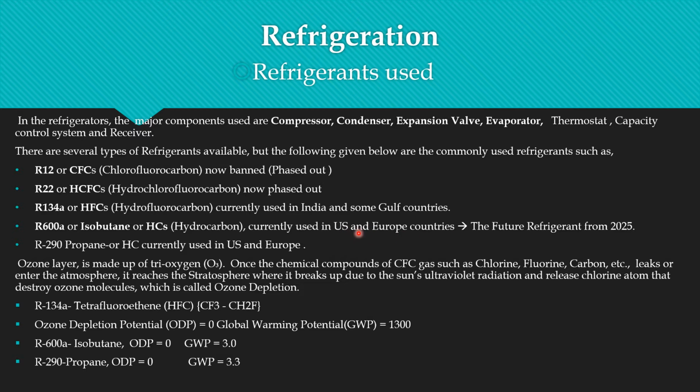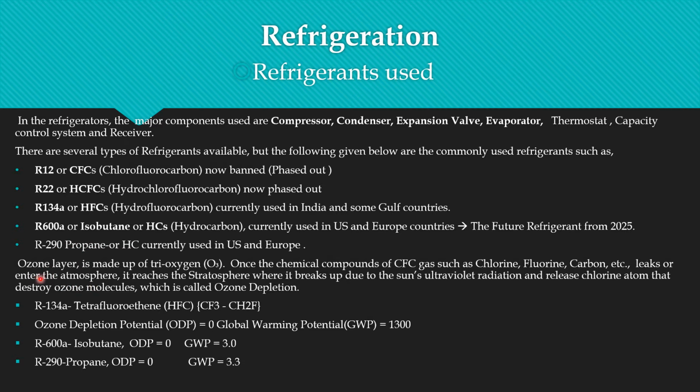The models in these countries use this refrigerant only in domestic fridges. For large scale refrigeration units in industry, R290, that is a propane based hydrocarbon, is used in these countries. So from 2025 onwards, internationally R134A also will be banned, and the future refrigerant R600A, that is isobutane, will be used in fridges, and R290 will be mostly used in air conditioning units and large scale refrigeration units.